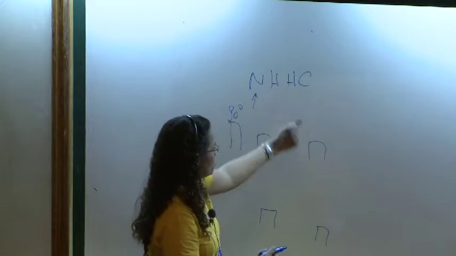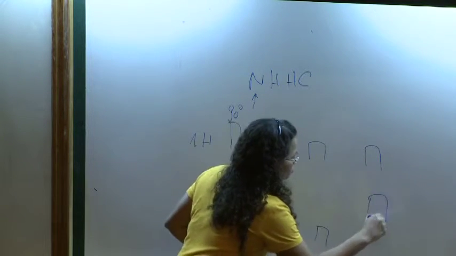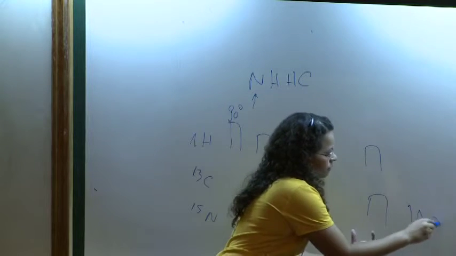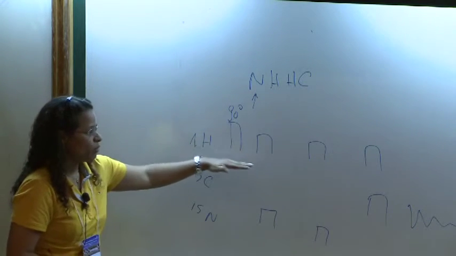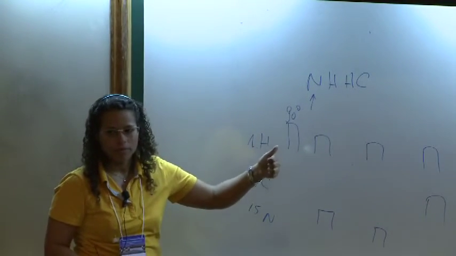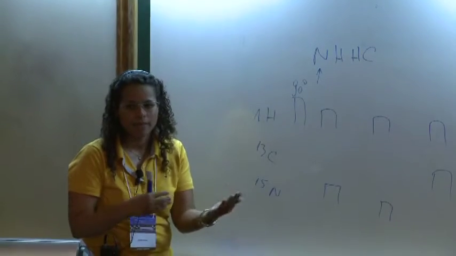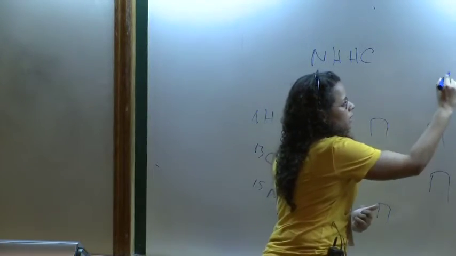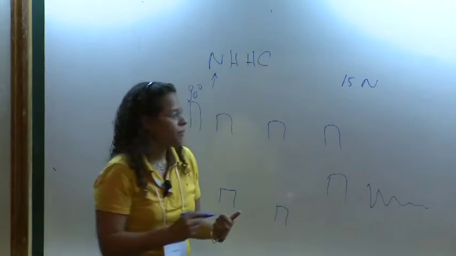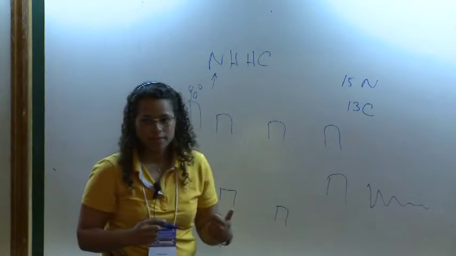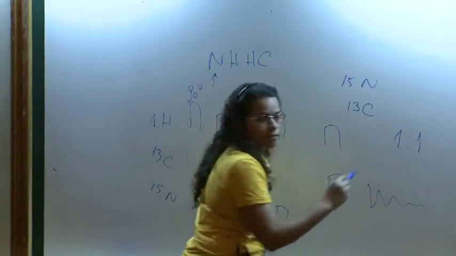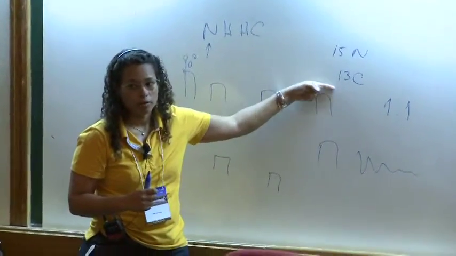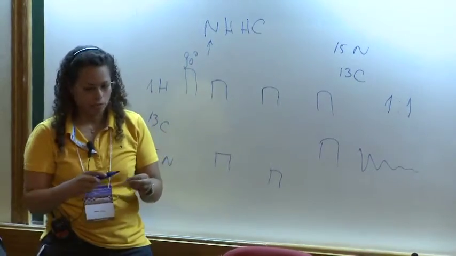And I can have proton to carbon. Now I have proton to carbon, and I can measure here. And the approach is, if I'm using a uniformly labeled sample, I cannot see a difference between intra and intermolecular. But if I'm using one part of my sample labeled with nitrogen-15, and another one labeled with carbon-13, and I put them in a 1-1 ratio, then if I observe an interaction, a cross peak between nitrogen and carbon, I'll be sure that I'm talking about intermolecular interaction.